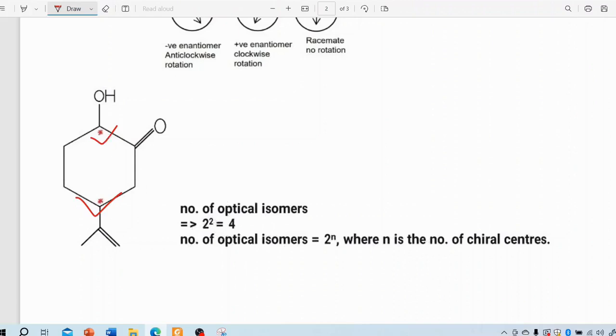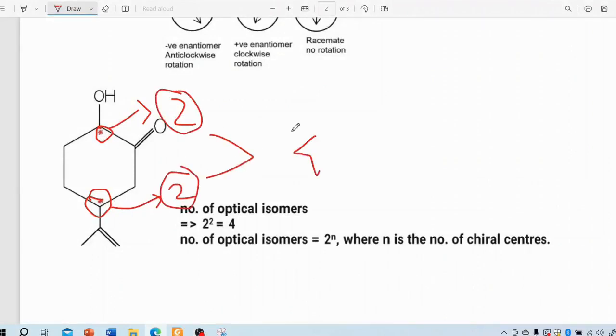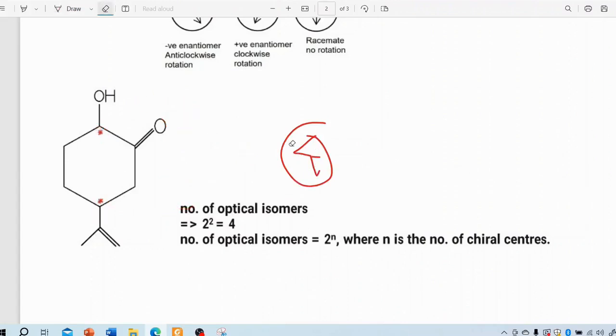Okay. If I have to explain that a little more, this chiral carbon will be responsible for creating a positive enantiomer and a negative enantiomer. So 2 from this, 2 from here. And this chiral carbon will also be responsible for creating 2 more enantiomers. So 2 more from this. So total is 4. That was a little bit of explanation, but that is not needed.